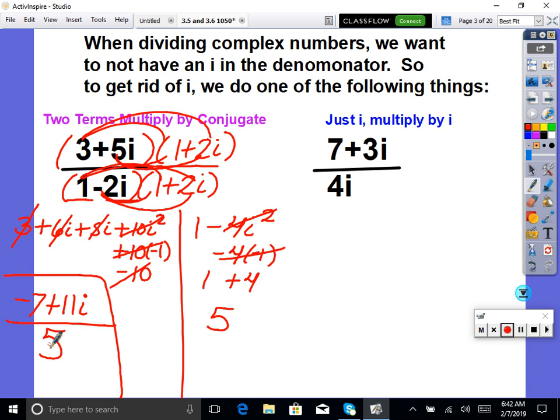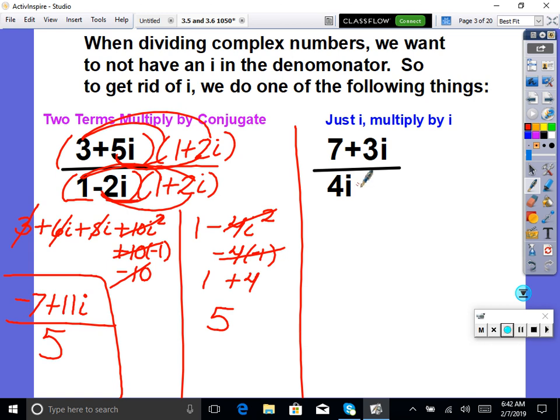Now it's not that we've done something different to the problem, it's just a different form of the same problem without I in the denominator. Okay, well if we only have one term, we don't need to multiply by the conjugate. It's kind of similar to the radical idea. If there's two terms and we have a radical, we have to multiply by the conjugate, but not if there's only one term and a radical.